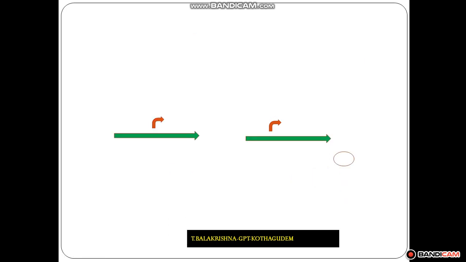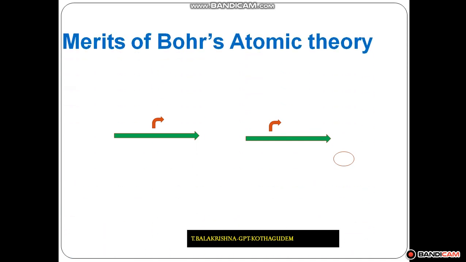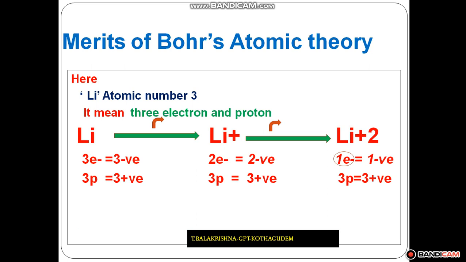Is it clear? So whether it is an atom or ion, whatever it is, it should have only one electron. Then this theory is applicable. Okay, right? So take another example to understand this point.